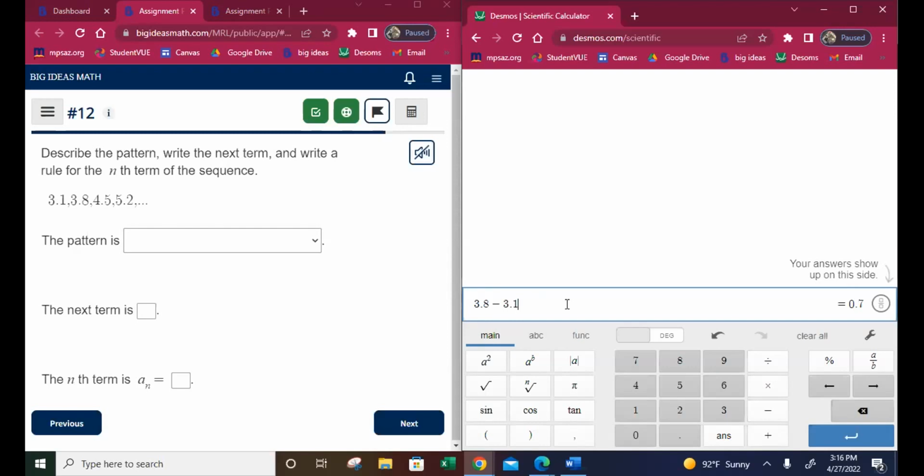Do you see where I got those 2 numbers? Okay, so that 0.7, keep that in your mind. Remember that number. Now delete those 2 numbers and type in 4.5 minus 3.8. Is it the same? And it would be 4.5 and then minus 5.2. Well, it's the larger minus the smaller, so it'll be 5.2 minus 4.5.